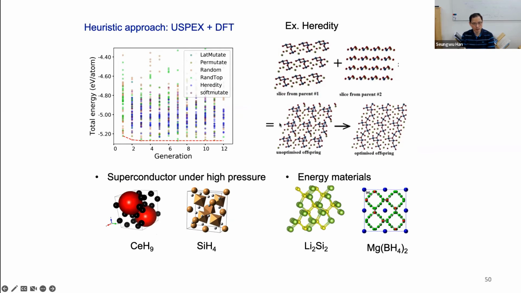And they have combined this with density functional theory. One of the most famous packages for structure prediction is called USPEX. They have been very successful in exploring new materials, like superconductors under high pressure or energy materials. But you can see that they are mostly limited to binary systems, very rarely ternary systems. This is because of the speed of density functional theory; it's too slow, you cannot deal with such a complicated system.